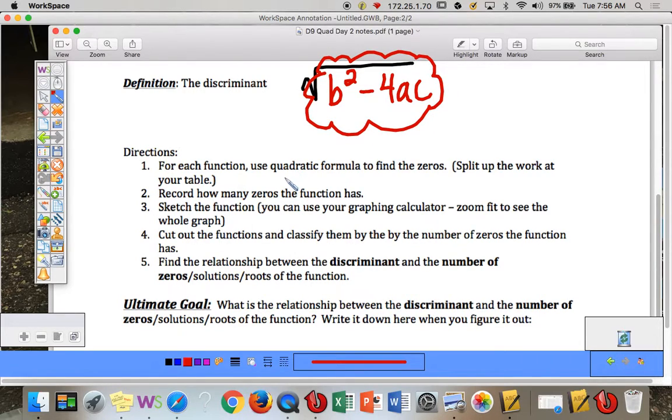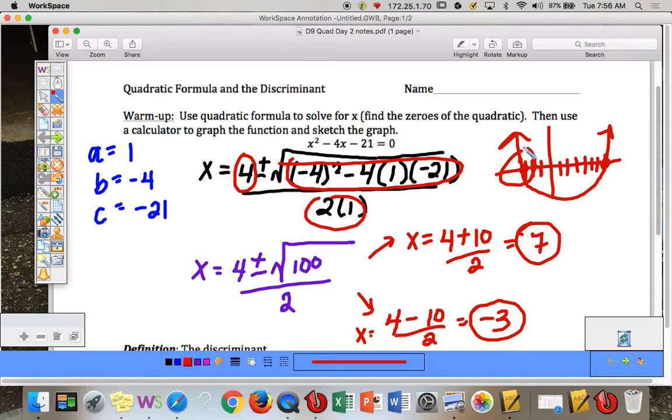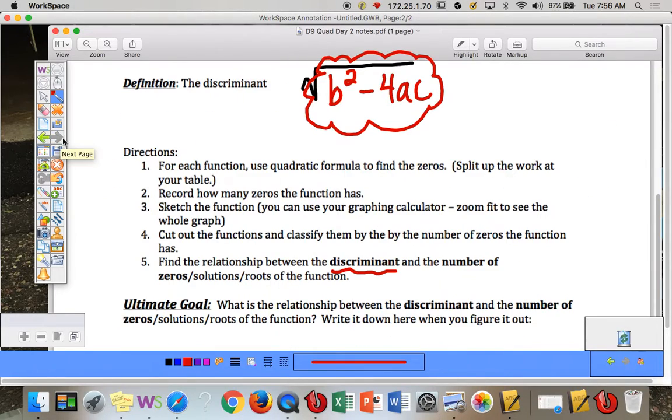In class today, we're going to use the quadratic formula to find the zeros. We're going to split up the work. We're going to record how many zeros each function has. We're going to sketch the function. We're going to classify them by the number of zeros and then look for a pattern. What's the relationship between this discriminant, this number here, and the number of zeros or roots or solutions of the function? So when I say find the answer, the solution, the zeros, the roots, it means the same thing. It means where does it cross the x-axis.